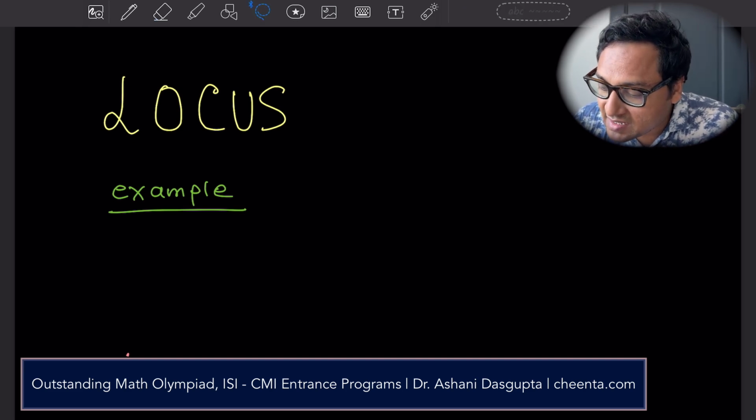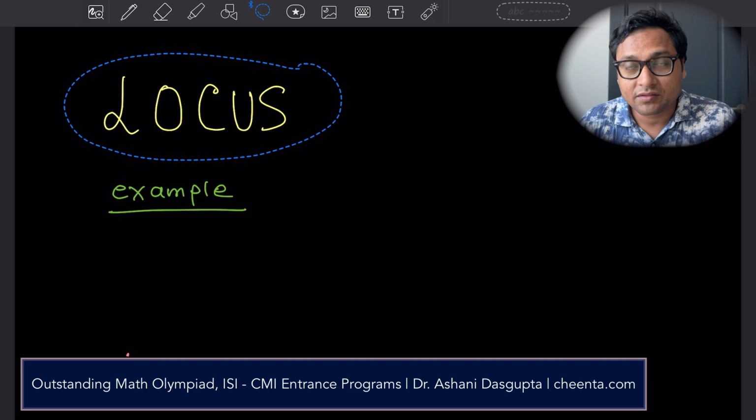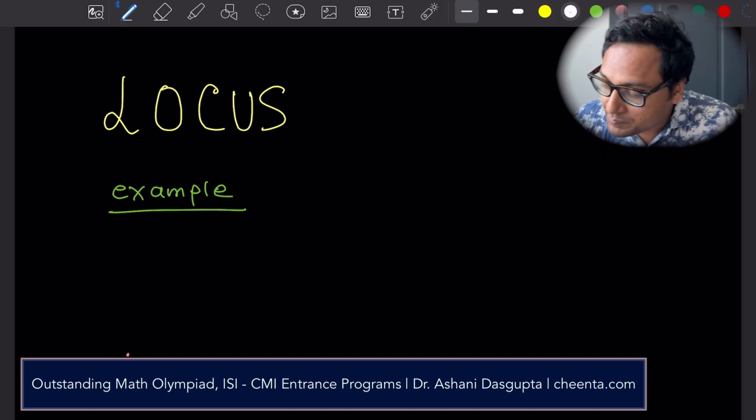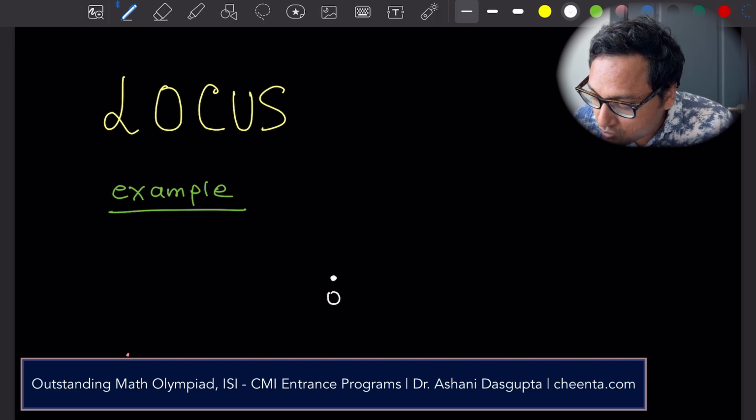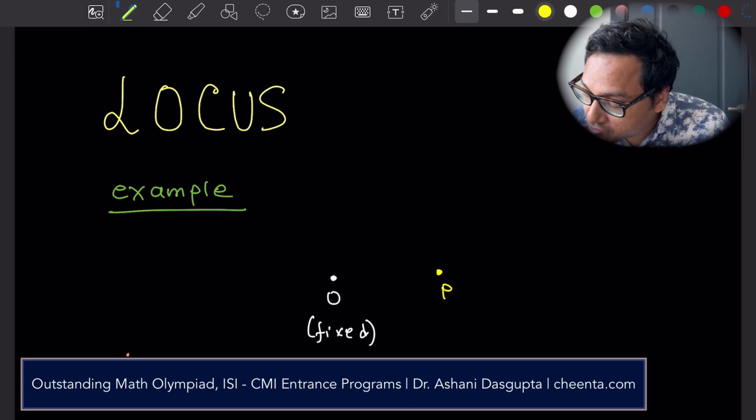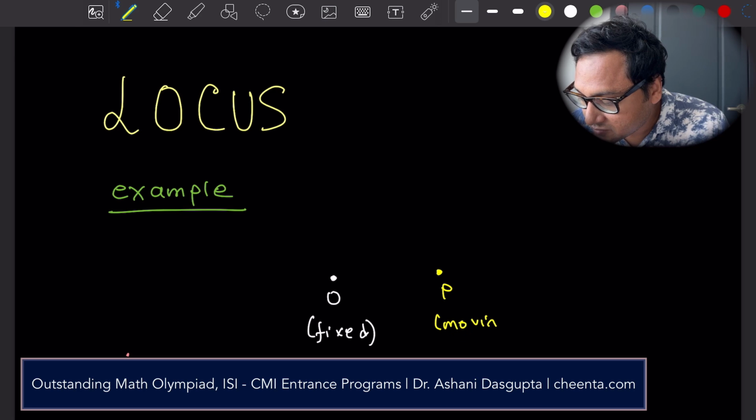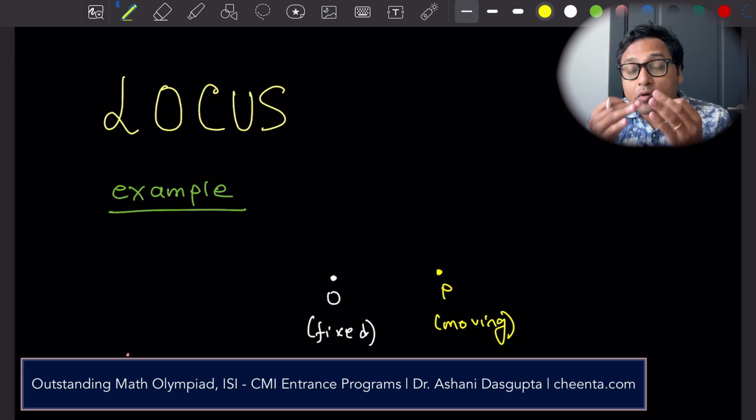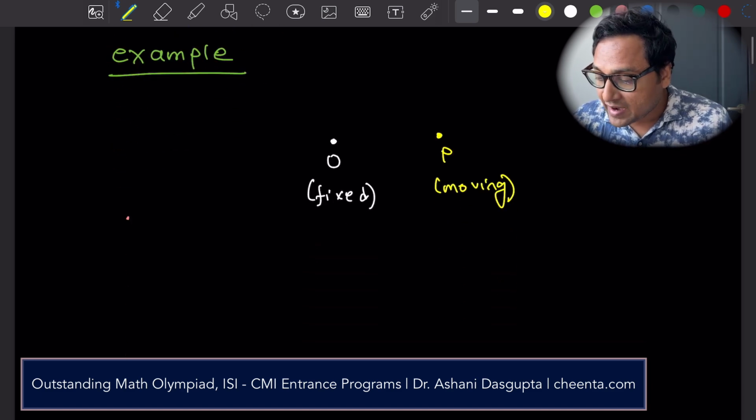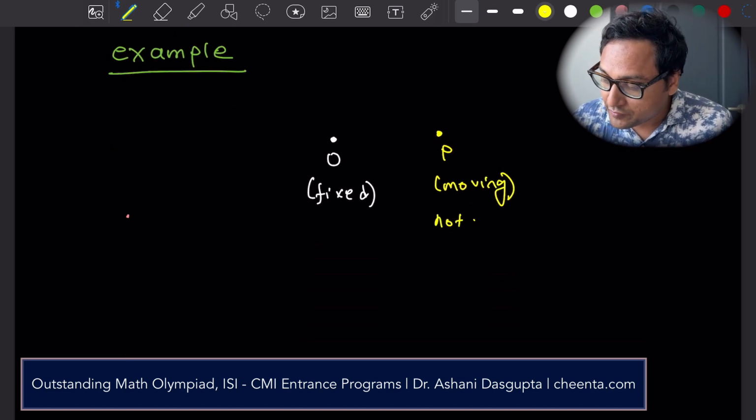This concept is about the concept of locus. So I'll explain it with an example first. Suppose you have a point O which is fixed and there is another point P which is moving. But this point P is not moving randomly, but it obeys some rule.